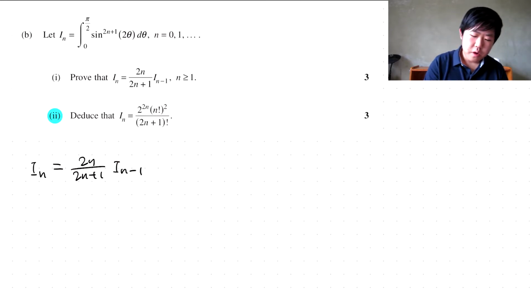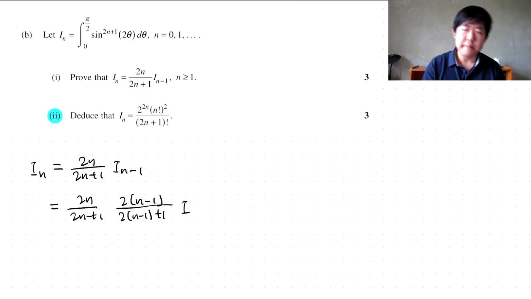And then here, we are going to find out what I n minus 1 is. To do that, we just have to substitute n with n minus 1 on the top, and on the bottom, same thing. And then I n minus 1 is I n minus 2. And then we're going to do that one more time.